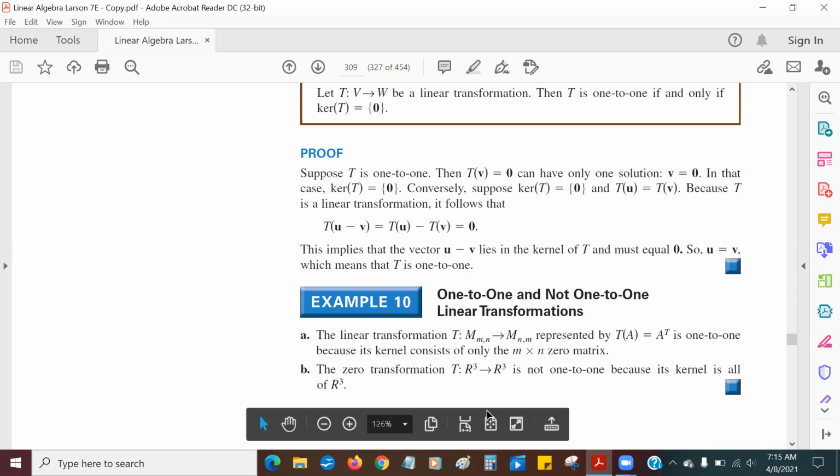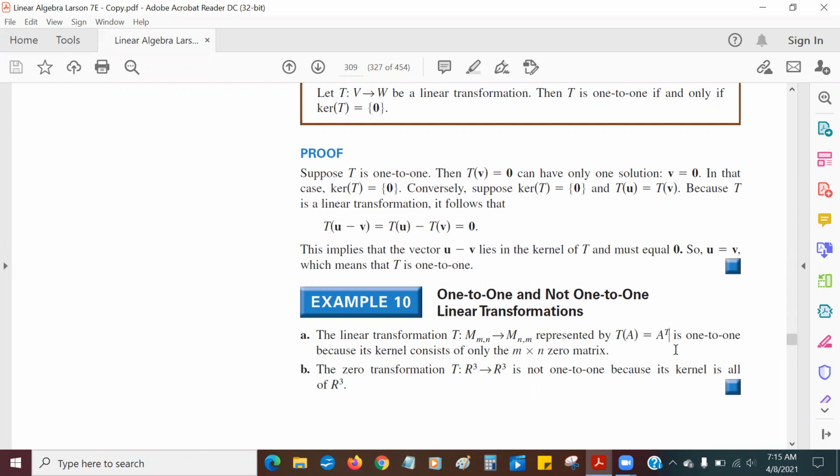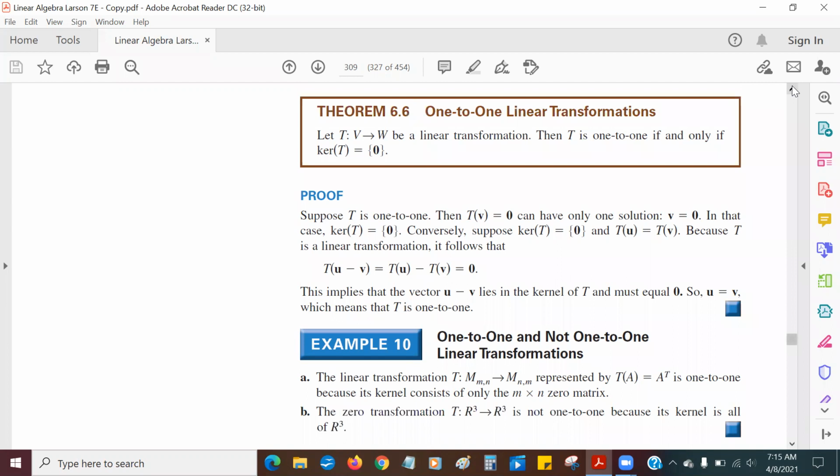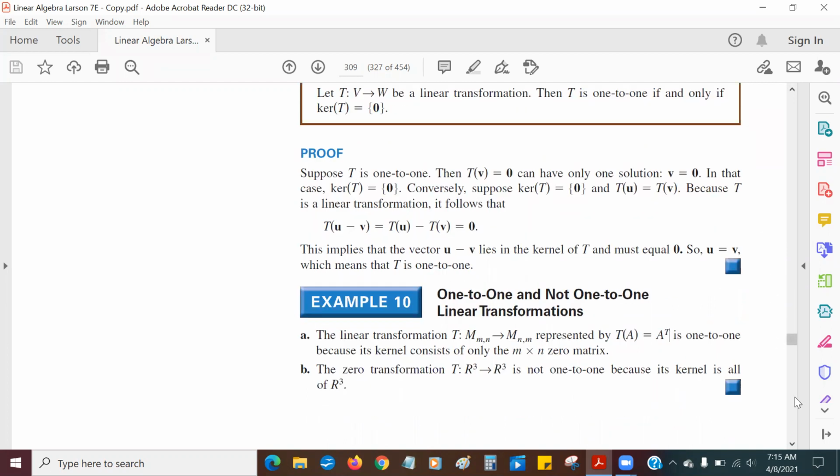Now, on the other hand, the transformation from R3 to R3, the zero transformation, meaning that everything goes to zero, well, that is not one-to-one, because the kernel is all of R3. Since the kernel is more than just a zero vector, this must not be a one-to-one function, which is actually pretty obvious. I just want to use the theorem that we just proved. Theorem 6.6 is pretty cool and awesome. And let's go on to the next thing.